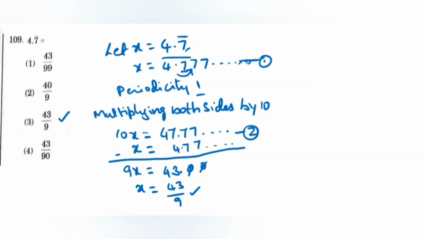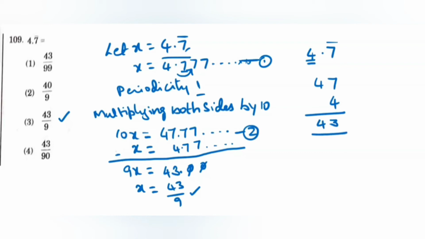There is a small technique for this. The given question is for 4.7 bar. So first think of this number as 47, without point and bar. From this 47, what number is there before the point? That number you need to subtract. This is the shortcut for this. So we will get 43.